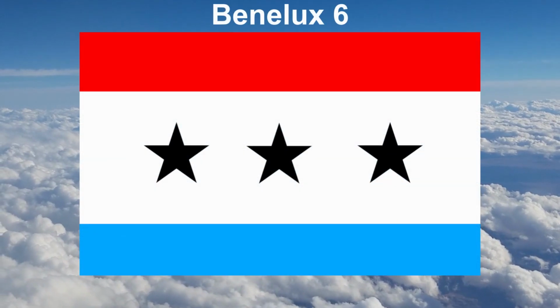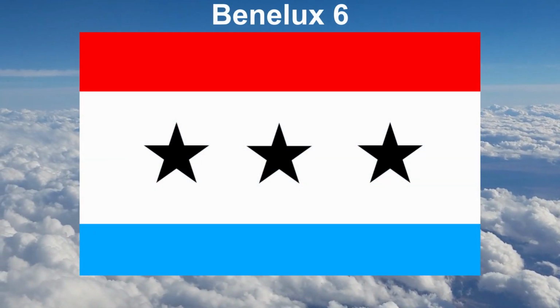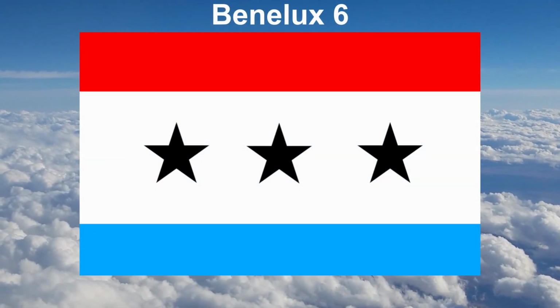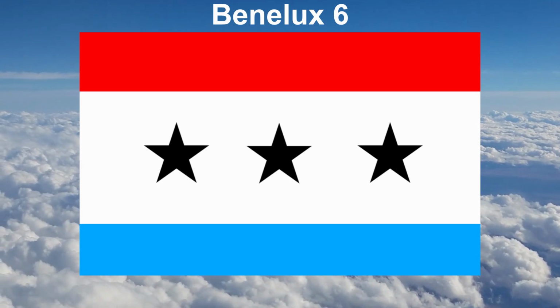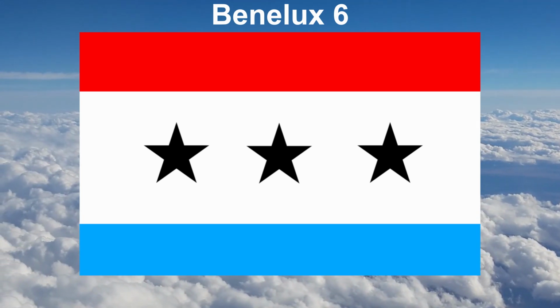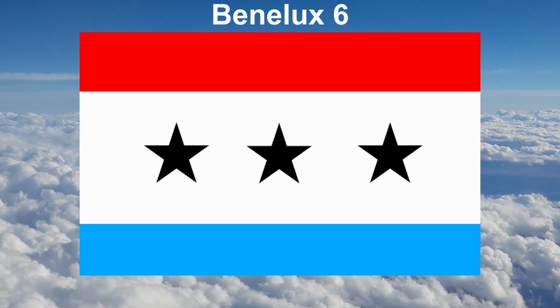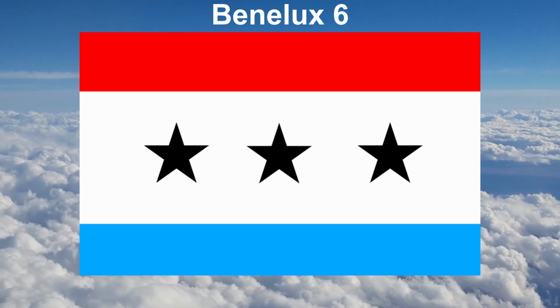Next is entry 6. The red symbolizes the Netherlands and the Dutch. White is for Belgium and the Belgians. The blue is for Luxembourg and the Luxembourgers. The color shades come from the flag of Luxembourg. The black stars represent each nation.